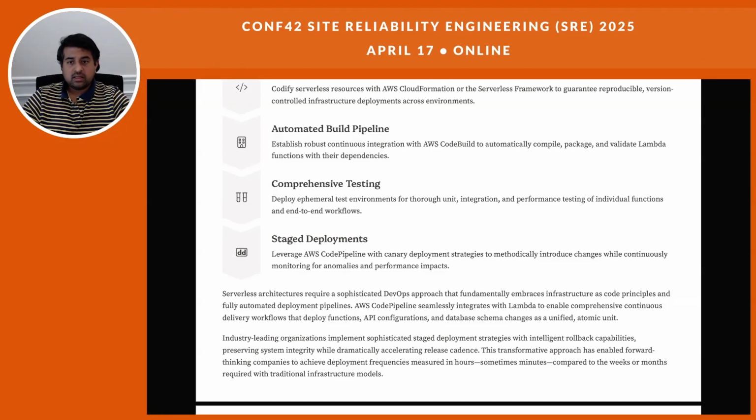Industry-leading organizations implement sophisticated staged deployment strategies with intelligent rollback capabilities, preserving system integrity while dramatically accelerating release cadence. This transformative approach has enabled forward-thinking companies to achieve deployment frequencies measured in hours, sometimes minutes, compared to the weeks or months required with traditional infrastructure models. Specifically, organizations using automated serverless CI/CD pipelines report a 70 to 80% reduction in deployment times.